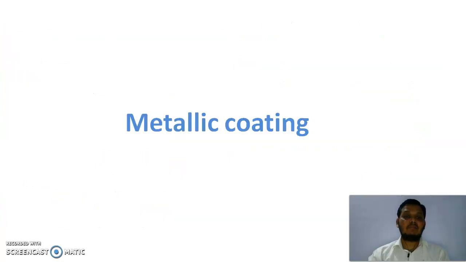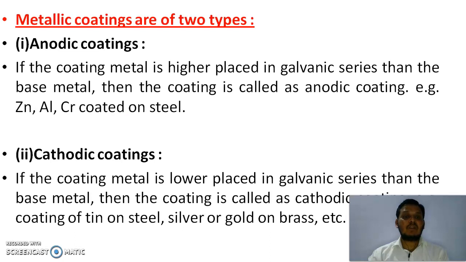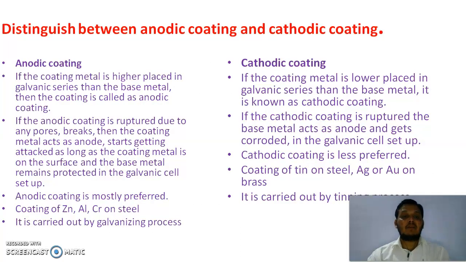I will again repeat, metallic coatings are of two types: anodic and cathodic coating. In anodic coating, the coating metal is higher placed in the galvanic series than the base metal. Examples are zinc, aluminum, and chromium coated on steel. In cathodic coating, the coating metal is lower placed in the galvanic series than the base metal. Examples are tin coated on steel, and silver and gold coated on steel. And what is the basic difference?